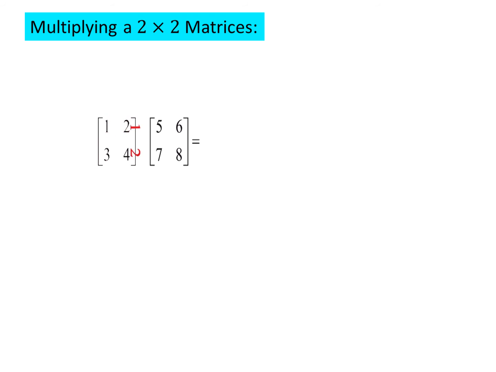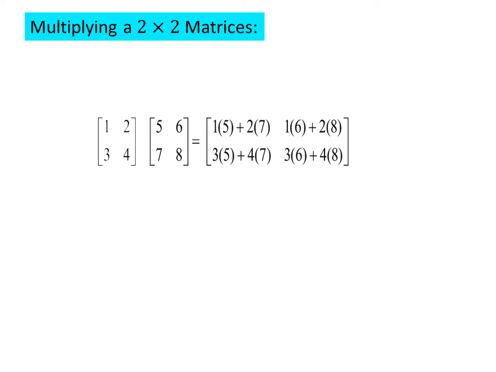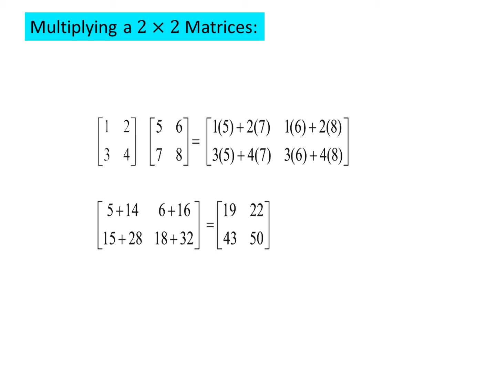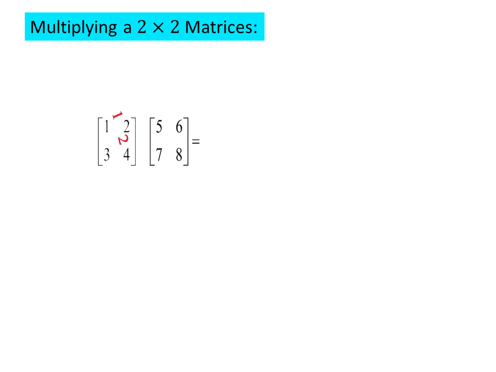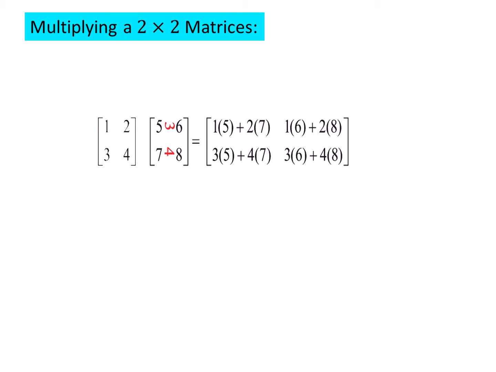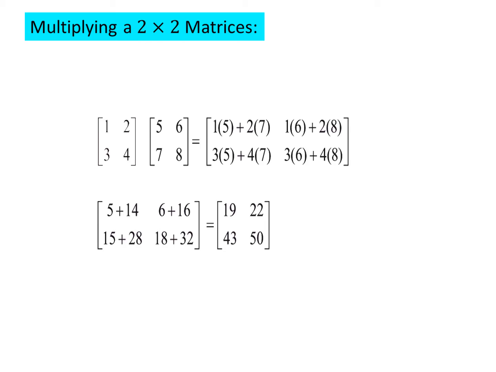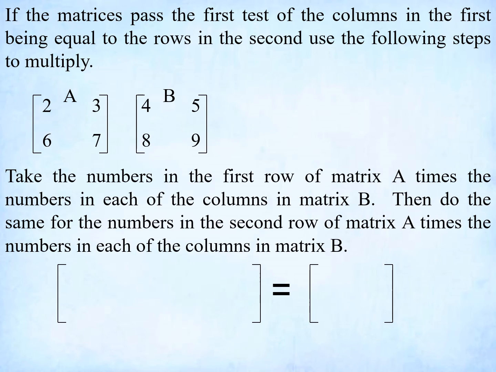Now let us multiply 2 by 2 matrices. So let us multiply 1 times 5 plus 2 times 7, then 1 times 6 plus 2 times 8, then 3 times 5 plus 4 times 7, then 3 times 6 plus 4 times 8. So we have 19, 20, 43, and 50. So the product of 2 by 2 matrices, when you multiply them, is also a 2 by 2 matrix. So if the matrices pass the first test of the columns in the first being equal to the rows in the second, use the following steps to multiply.